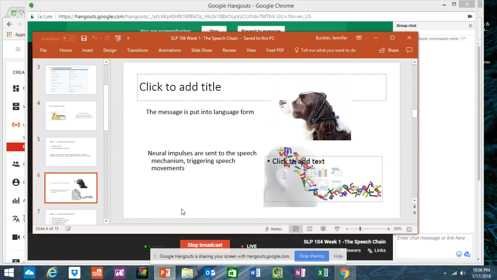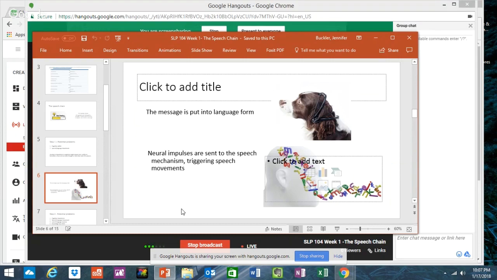So step 2, once the message or the idea has been decided upon, it is then continued in the speaker's brain, where the speaker then puts the message into language form. They have to choose the words, the word order, the morphology, in other words, the grammar that they want to use to express this message forward. Are they going to make it a declarative? Are they asking a question? Are they making a statement? So all of these decisions are made at the level of the speaker's brain.